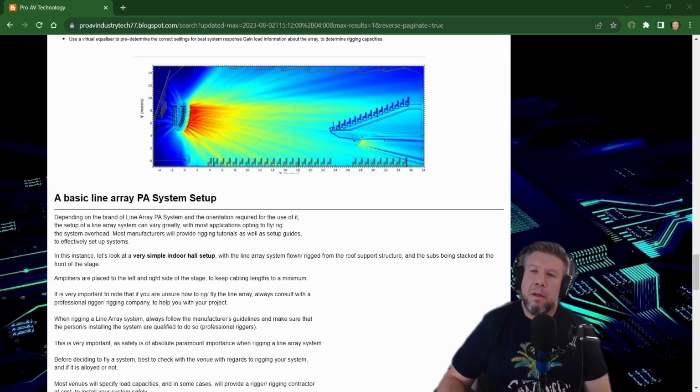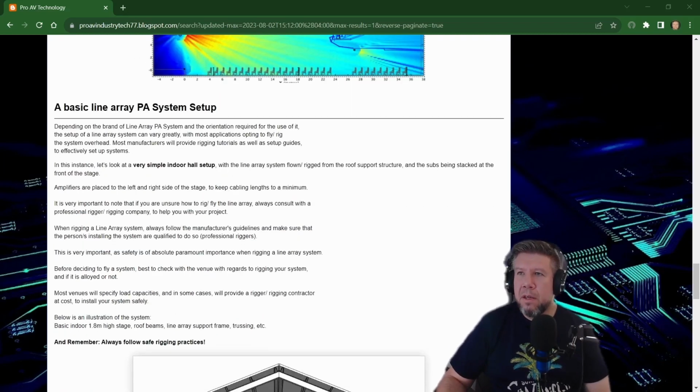So the final part of this is a basic line array PA system setup. I'll just read through this here quickly. Depending on the brand of line array PA system and the orientation required for the use of it, the setup of a line array system can vary greatly, with most applications opting to fly or rig the system overhead. Most manufacturers will provide rigging tutorials as well as setup guides to effectively set up these systems.